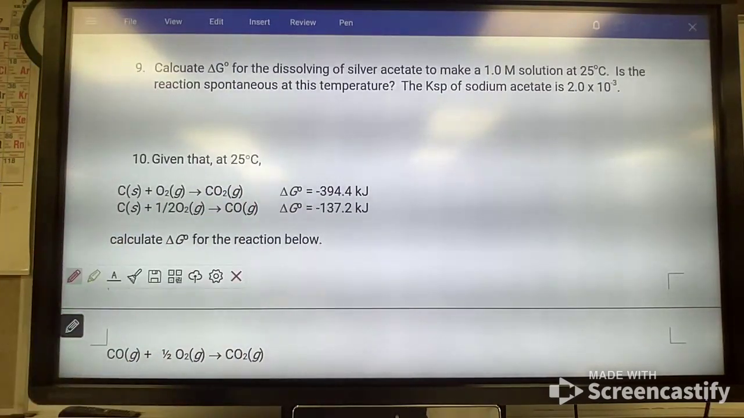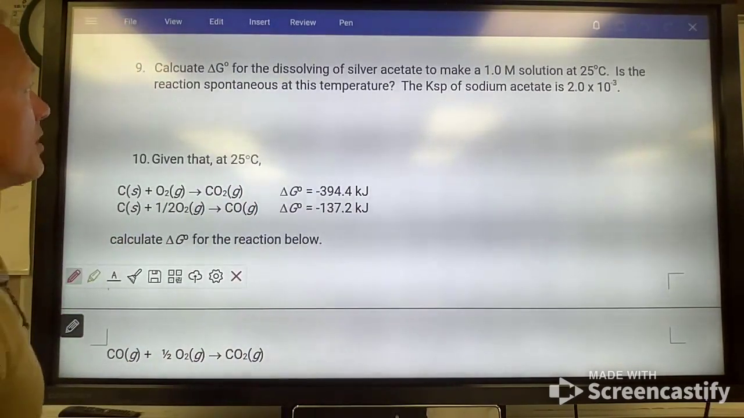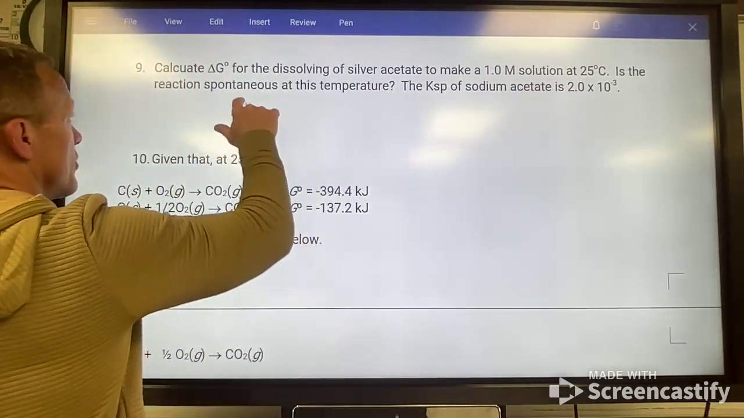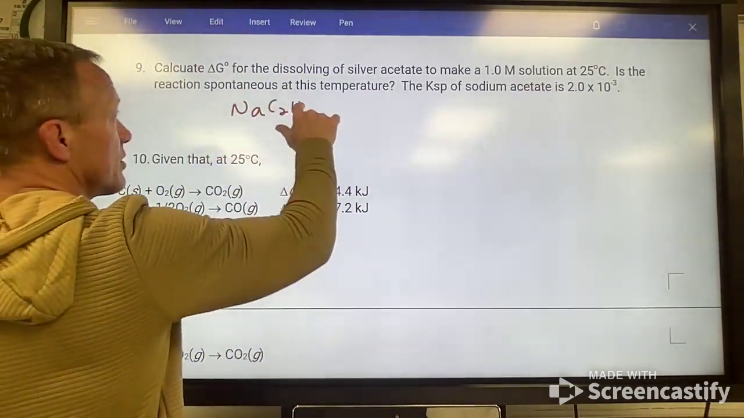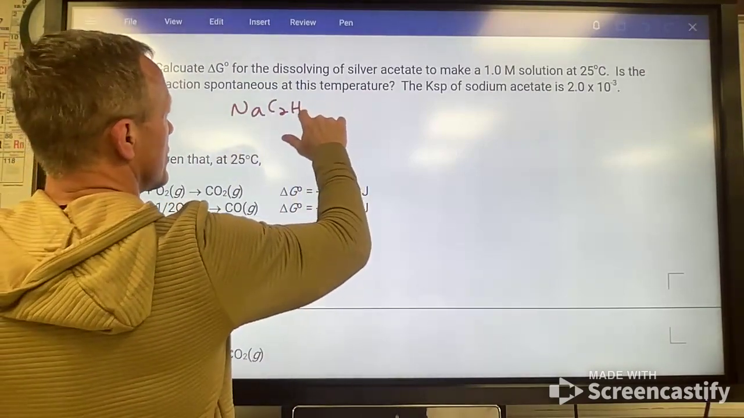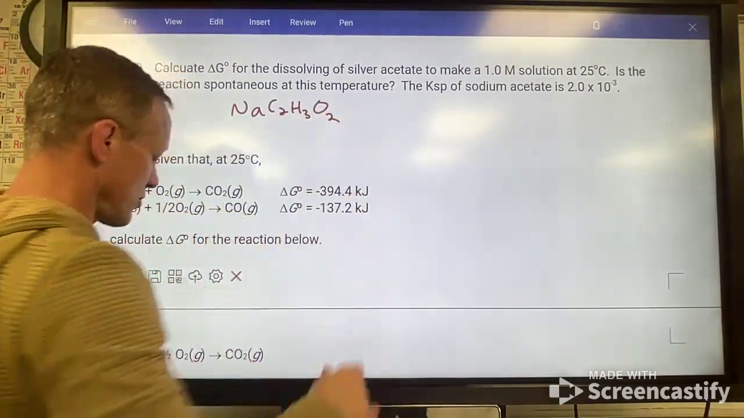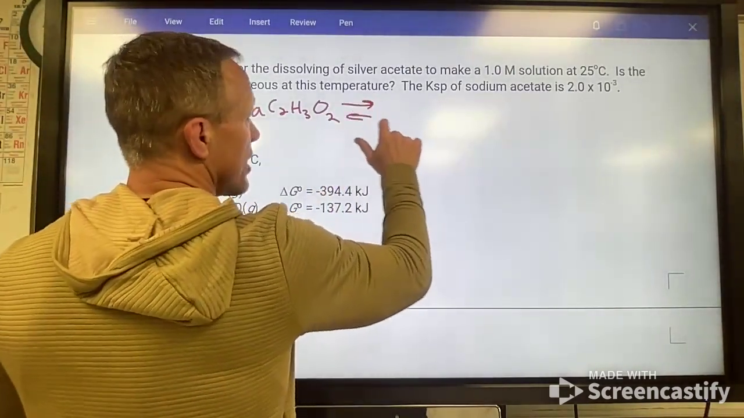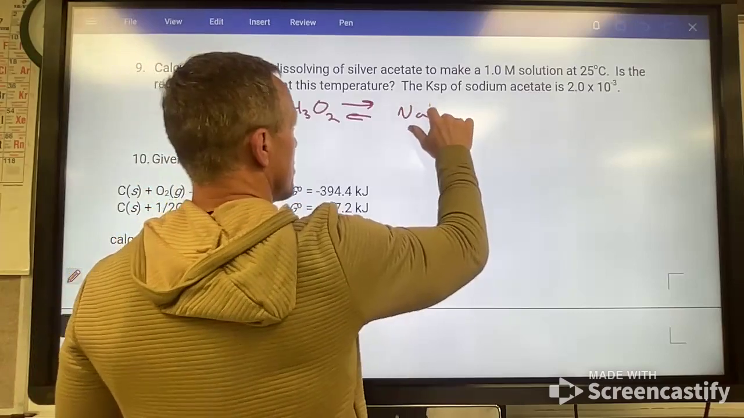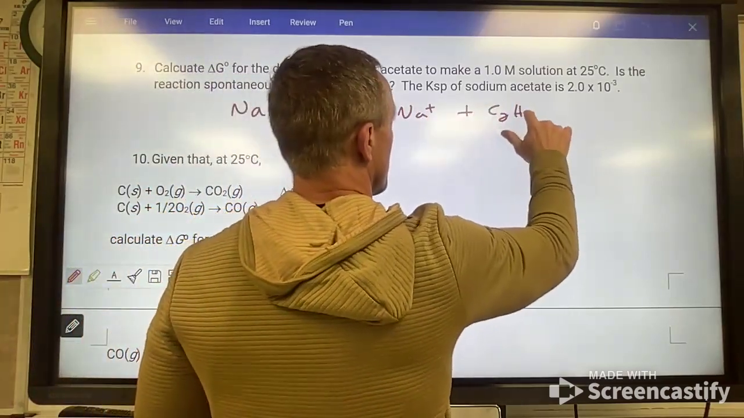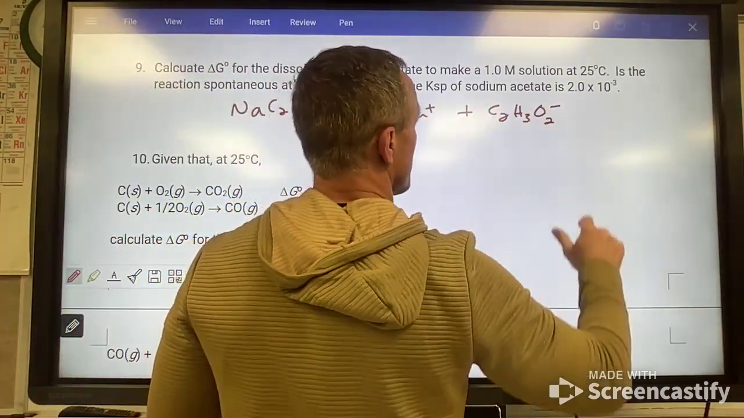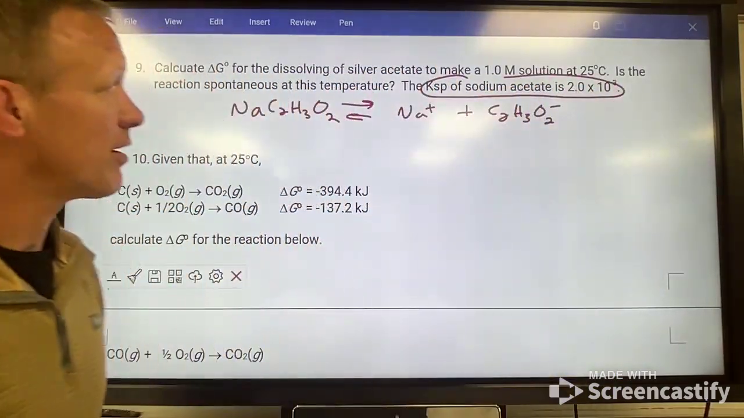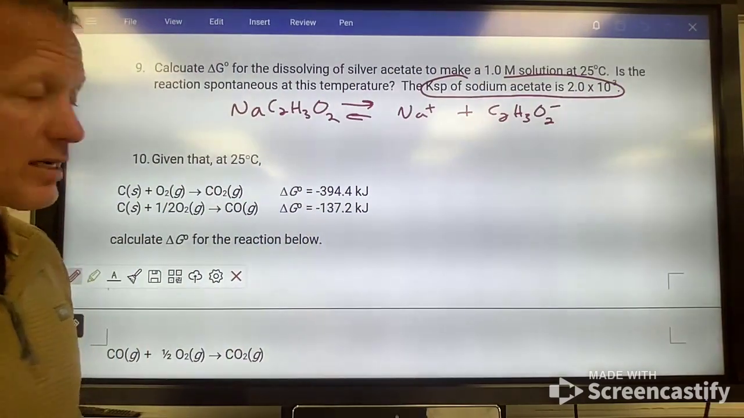All right. So that's what we're going to try and figure out, the delta G of this. And is the reaction spontaneous? It's giving you the Ksp for sodium acetate. So it's saying we have some sodium acetate, NaC2H3O2. Surprised it has a Ksp actually, forming some Na plus and C2H3O2 negative. This is your K value. So I'm trying to figure out if it is spontaneous at this point in time.